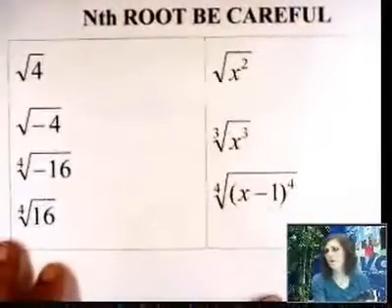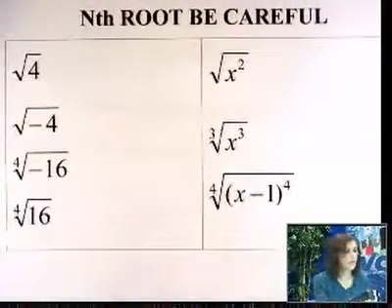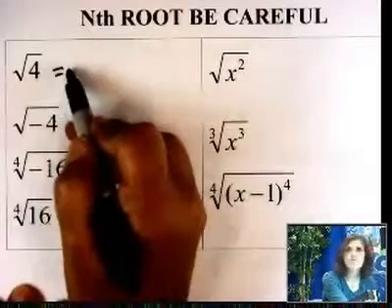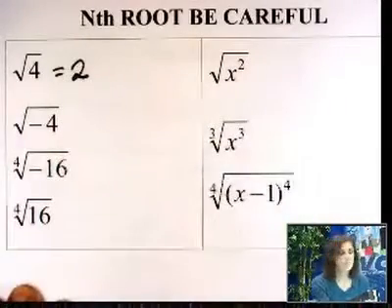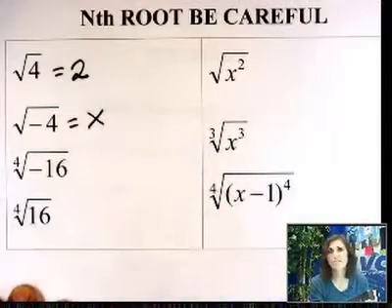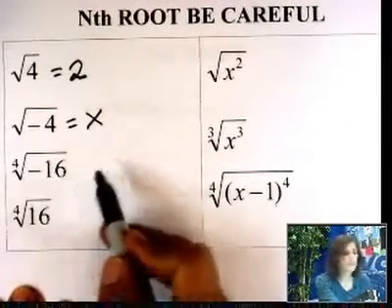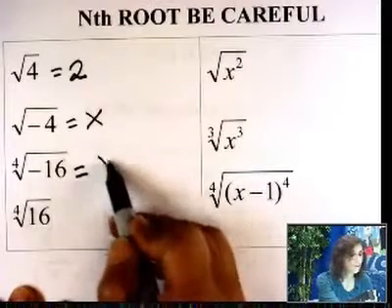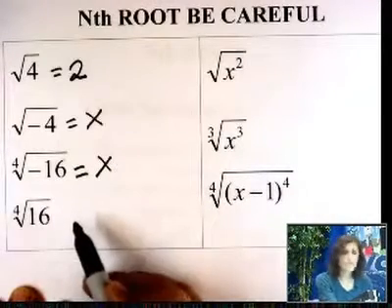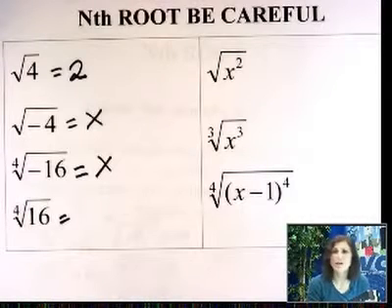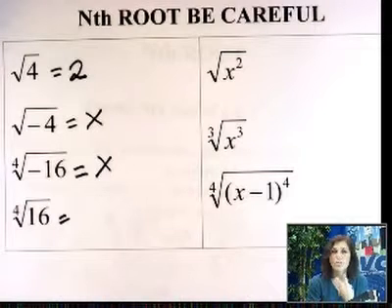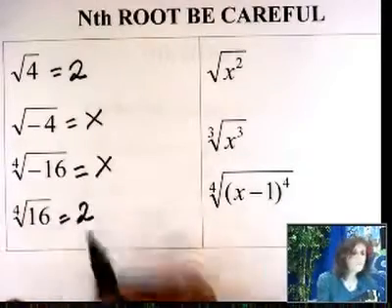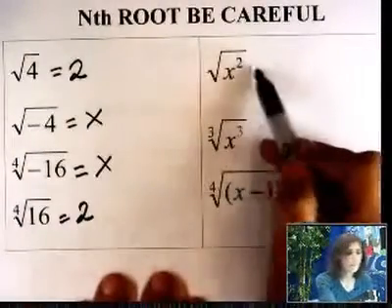So let's look at some specific examples. Nth root, just be careful. Square root of 4, 2. Square root of negative 4, no real answer. Fourth root of negative 16, what do you think? No real answer. Fourth root of 16, is there a number I can multiply 4 times to get to 16? 2 times 2, that's 4, times 2, 8, times 2, 16. Yeah, it's 2. What's the square root of x squared?